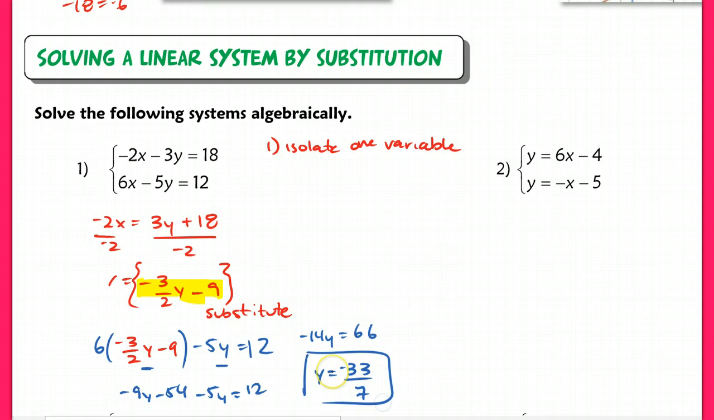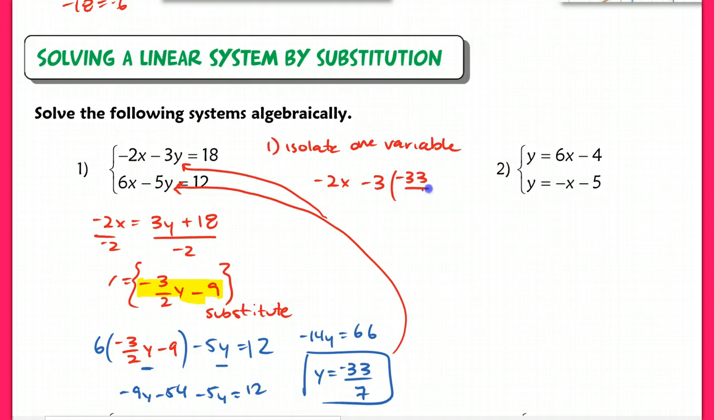Okay? Now, I plug that nasty looking fraction back in for either the y here or the y here. It doesn't really make a difference which one you choose. I'm going to do the top line again, negative 2x minus 3 times negative 33/7 equals 18, and now this is just another linear equation when I have just one variable here. I don't even need to collect like terms. I'm just going to simplify this, and again without a calculator. So you have negative 2x plus 99/7 equals 18. Subtract that 99/7 over to the other side, and then divide by that negative 2. Okay, I'm going to let you finish that off and check with the key.